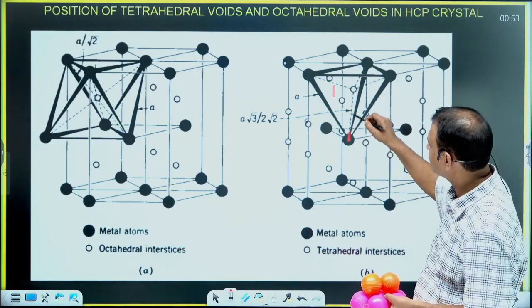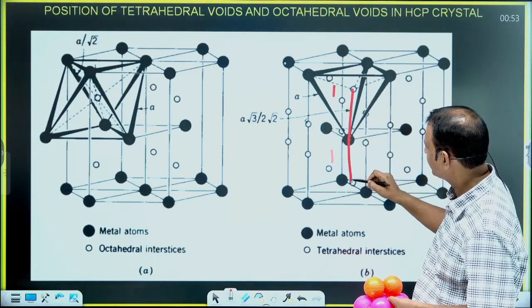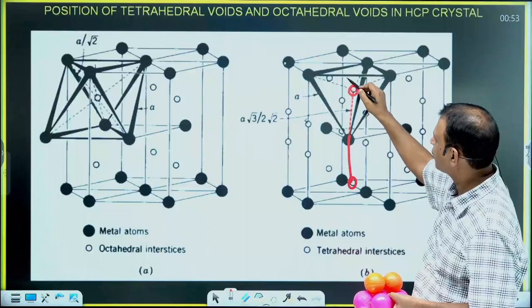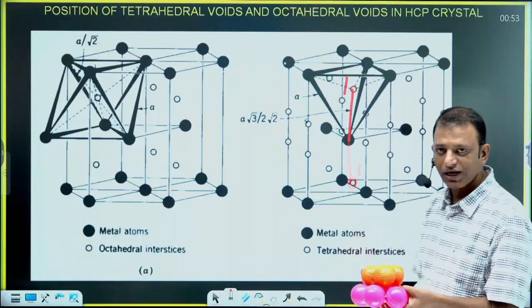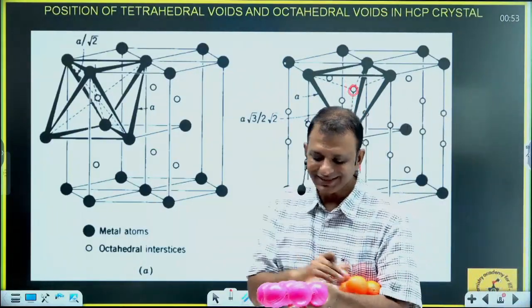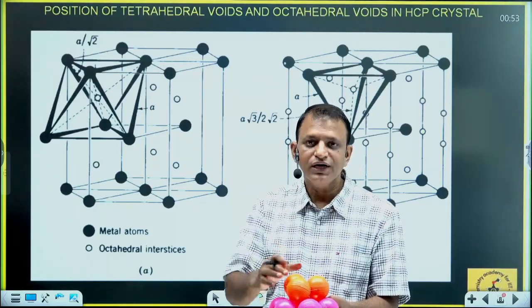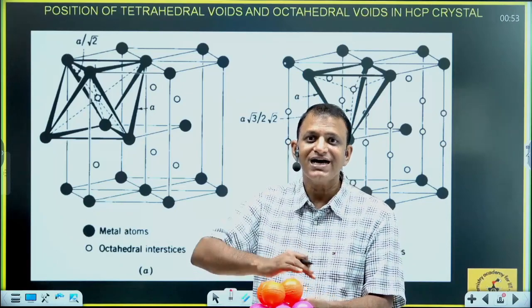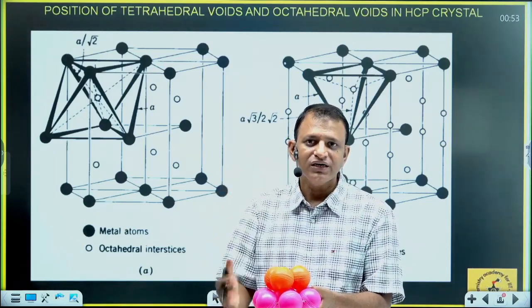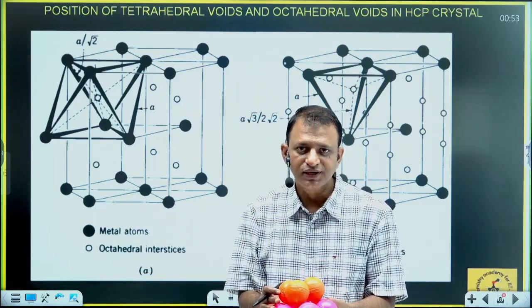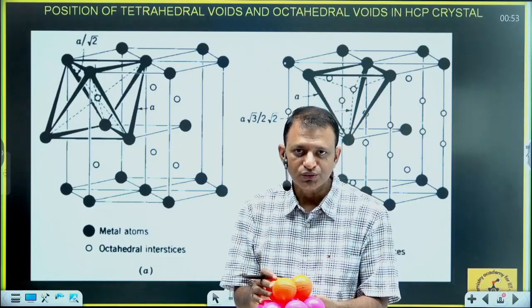Corresponding to this atom, there are also two tetrahedral voids, one here and one here, and their contribution is going to be 1. So I have shown you that the atom present at the center of this is surrounded by 8 tetrahedral voids, and those 8 tetrahedral voids are there inside the hexagonal prism, right? So their contribution is going to be 1.